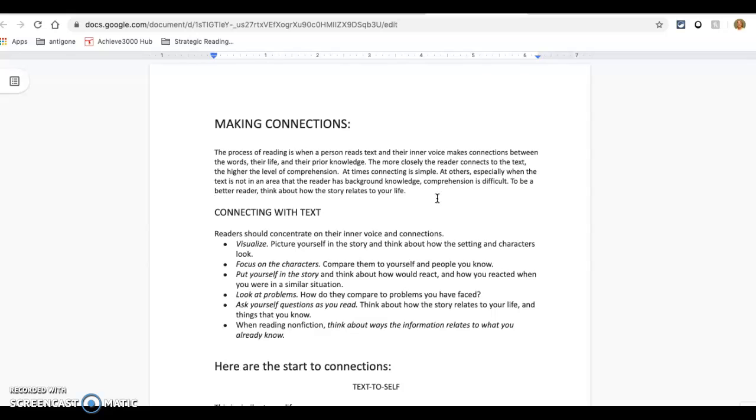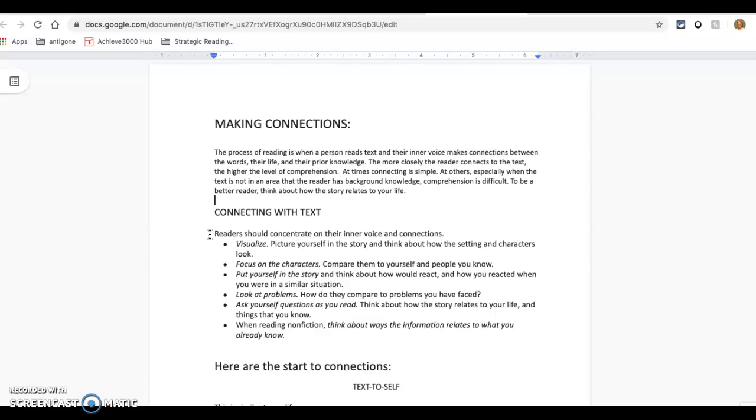At times, connecting is simple, but at others, especially when the text is not in an area where the reader has background knowledge, comprehension will be difficult. To be a better reader, think about how the story or the text relates to your life, or to things that you've already learned in other classes or that you've watched on TV. So here is how connecting with text works. These are some things that you can do in order to connect with the text and to better comprehend it.